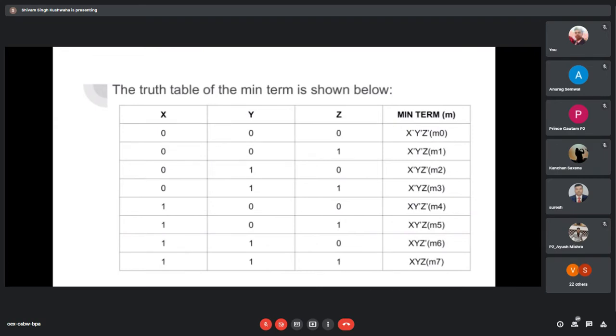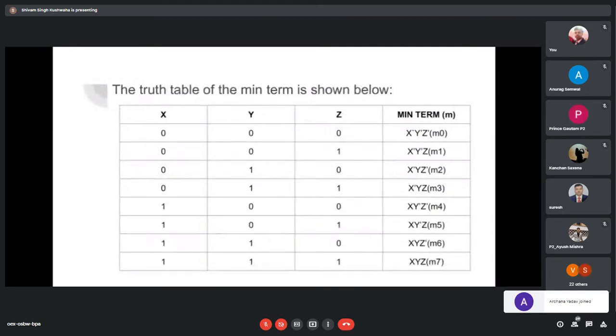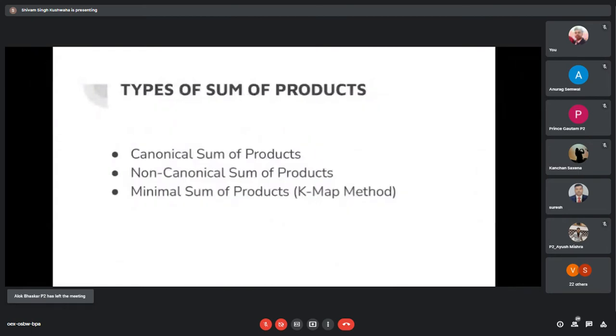Now this is the truth table for the min term, and in the first row x is 0, y is 0, z is 0. So the min term for this row can be written as x complement, y complement, and z complement, also called m0. Similarly, we can write all the min terms for the respective rows. Now the types of SOPs. There are mainly three types: canonical SOP, non-canonical SOP, and minimal SOP. But here we are only focusing on canonical and non-canonical forms. Basically, the non-canonical SOP is a simplified form of canonical SOP.